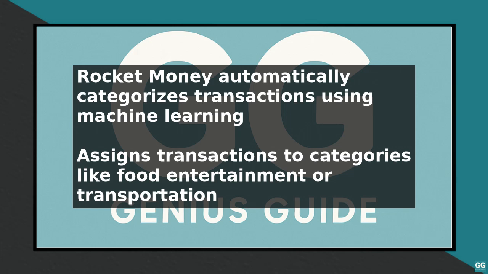You can also set budgets for different categories of spending. This will help you stay within your means and avoid overspending. Rocket Money will send you alerts when you go over budget so you can take corrective action.